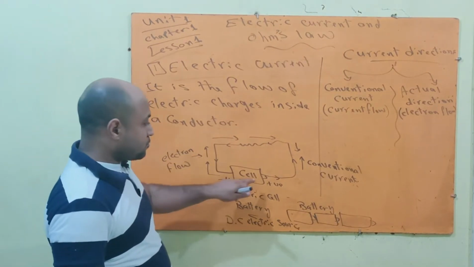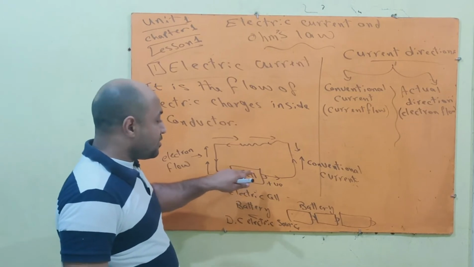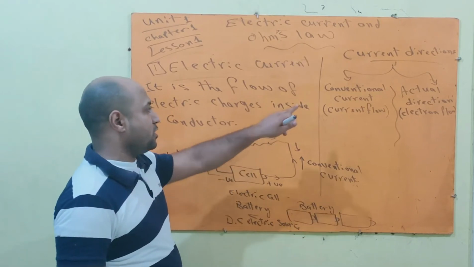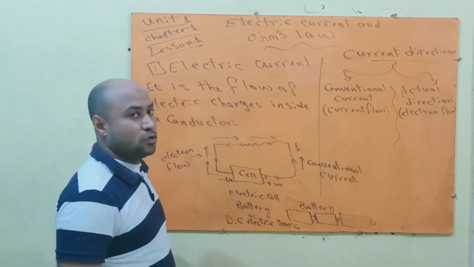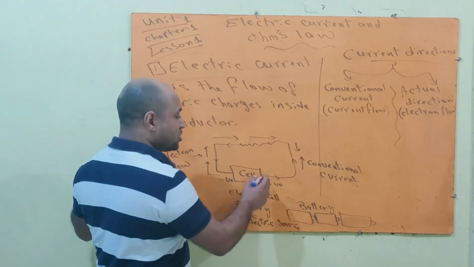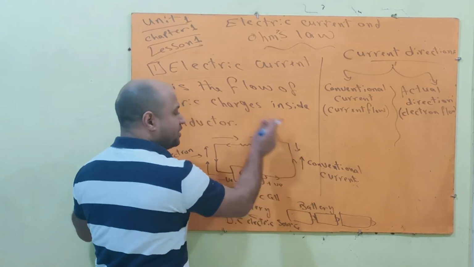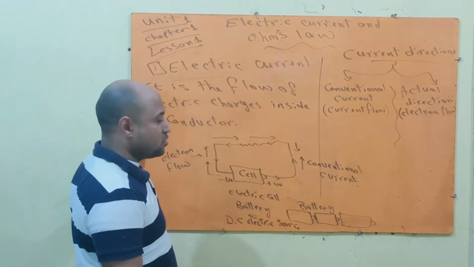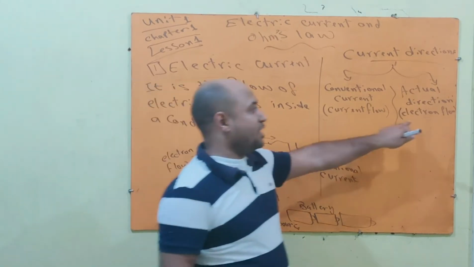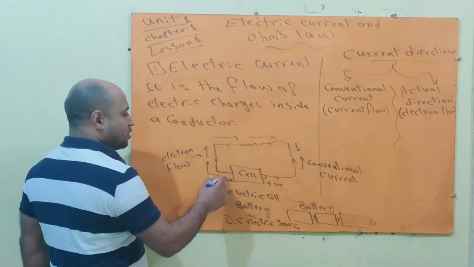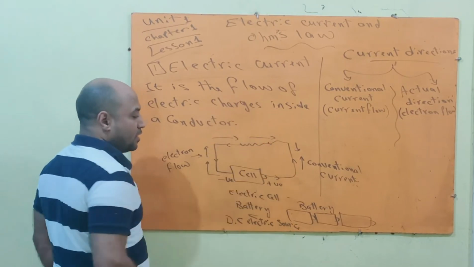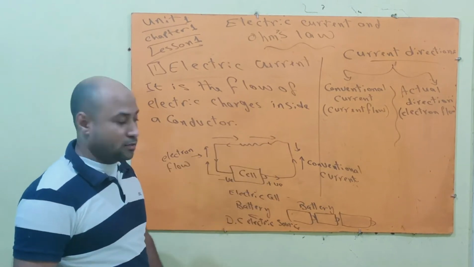Okay. Now, outside the cell, the direction of electric current from positive pole toward this negative pole is called conventional current or current flow. So what's meant by conventional current is the direction of the current from positive pole toward this negative pole outside the cell or electric source. What's meant by actual current or electron flow? From its name, it's called electron flow. So it is the flow of electrons from negative pole toward this positive pole outside the cell.